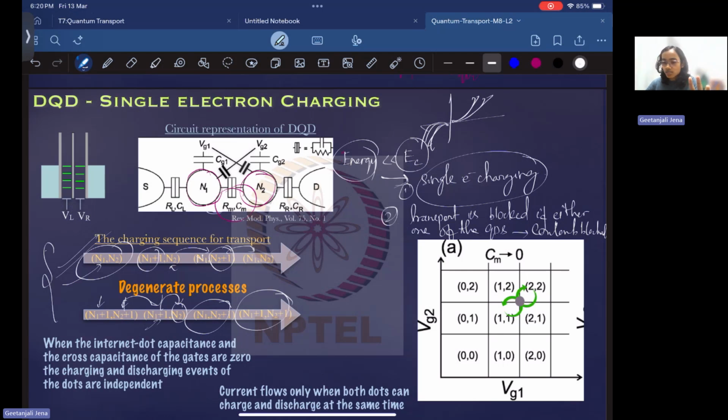A similar study we can also do for a double quantum dot system. But here we have three voltages to play with for the charge transport of a double quantum dot: VG1, VG2, and the source to drain voltage. So let us see what the transport charge diagram will look like.